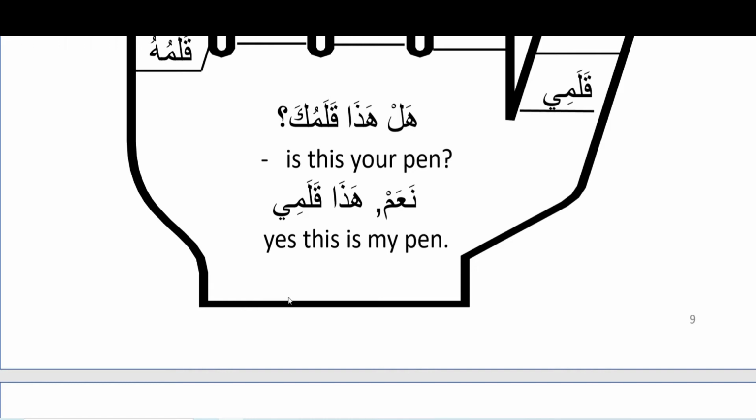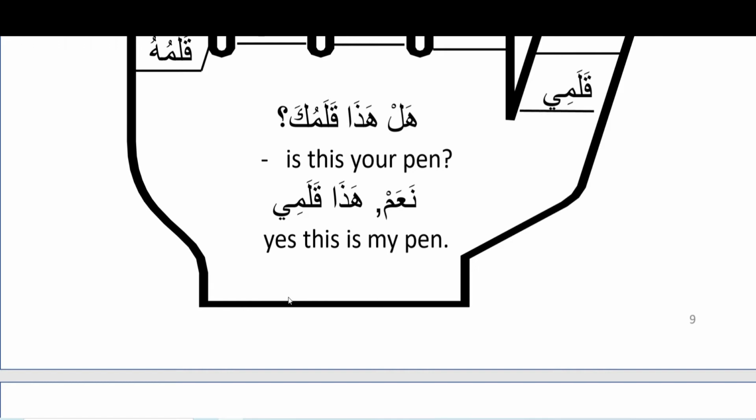You can practice. You can go through every aspect of this dhamir, from ana all the way to hum. For example, take one sentence: hal hadha qalami, is this my pen? Hal hadha qalamuna, is this our pen? Hal hadha qalamuki, hal hadha qalamukuma. So you achieve two things. You understand how to exchange from ana all the way to hum.